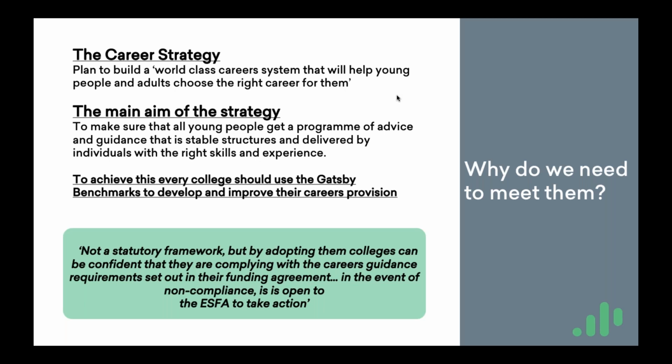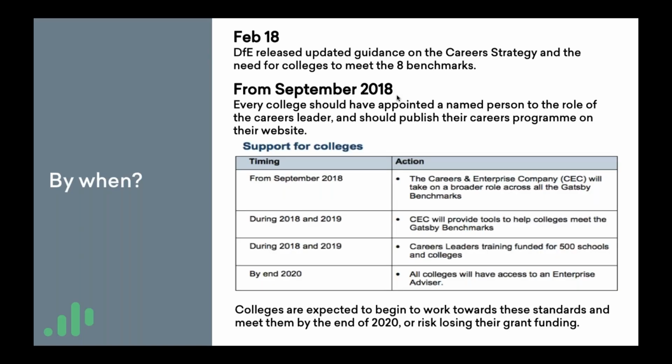The main aim of the career strategy is to ensure that all young people get the advice and guidance they need in a structured and stable programme. It also sets out that the benchmarks are a way of doing so, and although not statutory, if colleges are non-compliant, the ESFA is able to take action. Basically, what the career strategy is saying is colleges can lose available funding if the Gatsby benchmarks are not met by 2020.